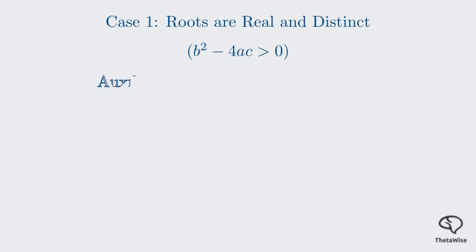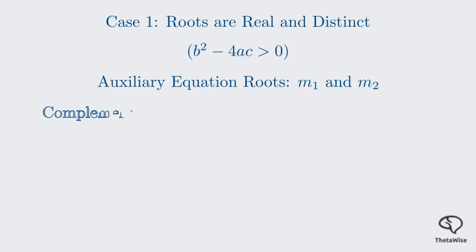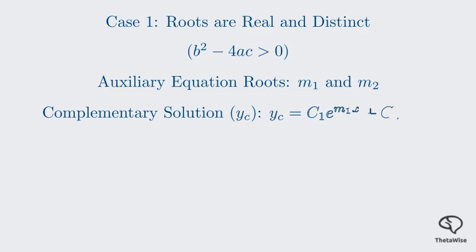When the auxiliary equation has two distinct real roots, m1 and m2, the complementary solution is a simple combination of two exponential functions. The formula for yc is c1 times e to the power of m1x plus c2 times e to the power of m2x. Here, c1 and c2 are arbitrary constants.